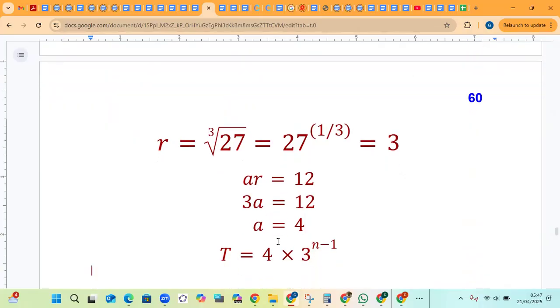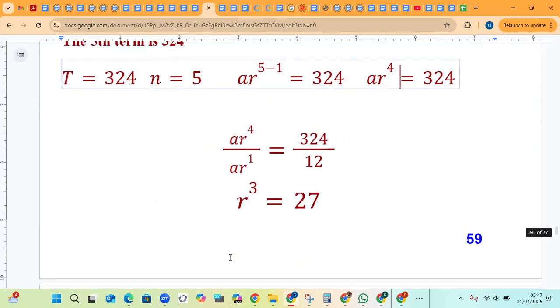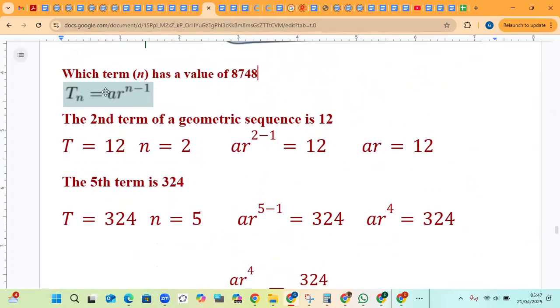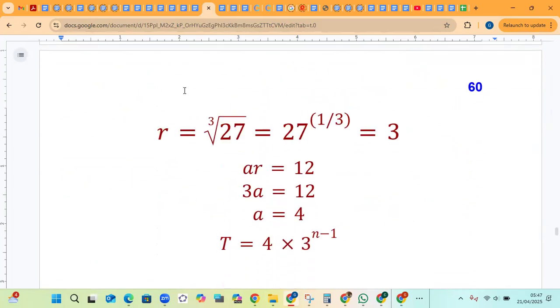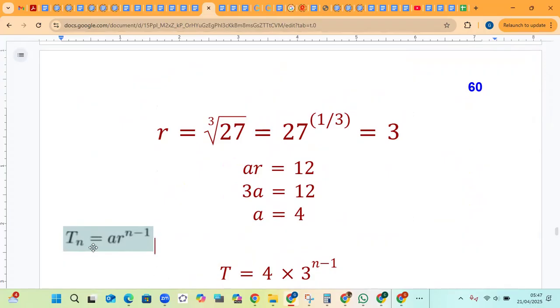So you have the formula now. T = 4 times 3 raised to the n minus 1, because remember, a is 4 and r is 3. That's the formula for T sub n, which is equal to a r to the n minus 1. Now you know a is 4, r is 3, so you have 4 times 3 raised to the n minus 1.